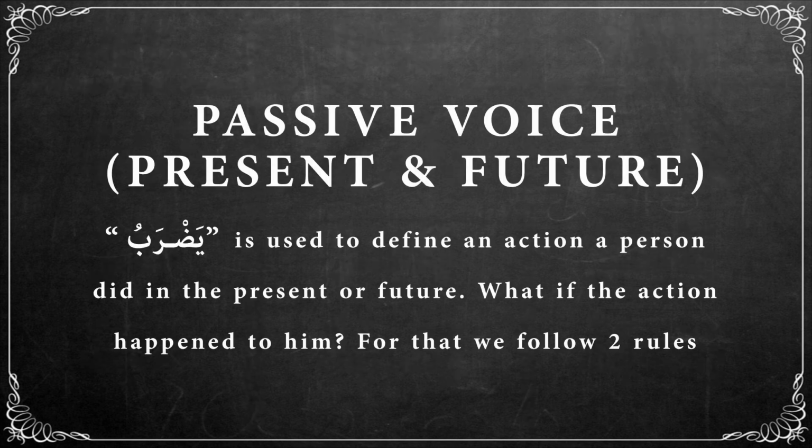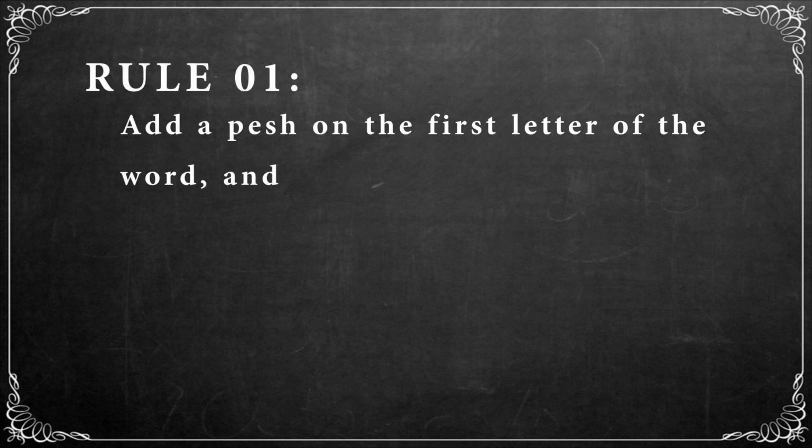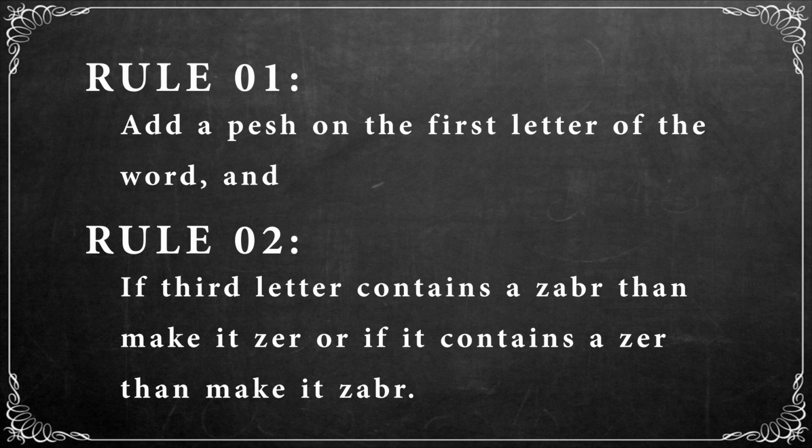Passive voice for present and future tenses. يضرب is used to define an action a person did in the present or future. What if the action happened to him? For that we follow two rules. Rule 1. Add a pesh on the first letter of the word, and Rule 2. If third letter contains a zabr, then make it zir, or if it contains a zir, then make it zabr.